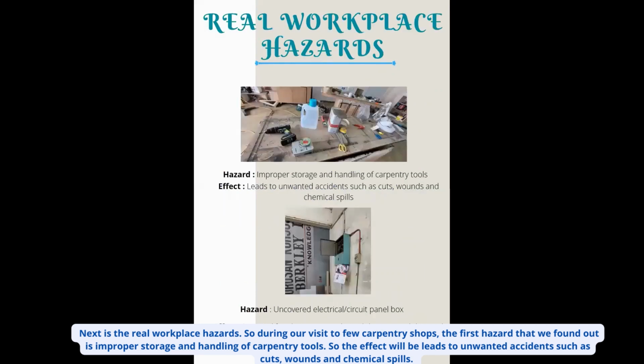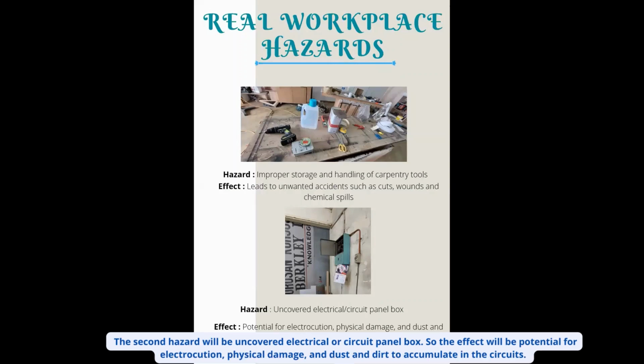Next are the real workplace hazards. During our visit to a few carpentry shops, the first hazard that we found is improper storage and handling of carpentry tools. The effect leads to unwanted accidents such as cuts, wounds, and chemical spills. The second hazard is an uncovered electrical or circuit panel box. The effect will be potential for electrocution, physical damage, and dust and dirt accumulating in the circuits.